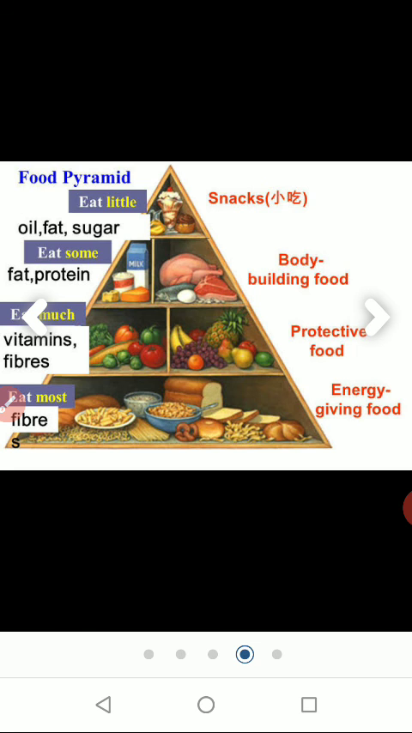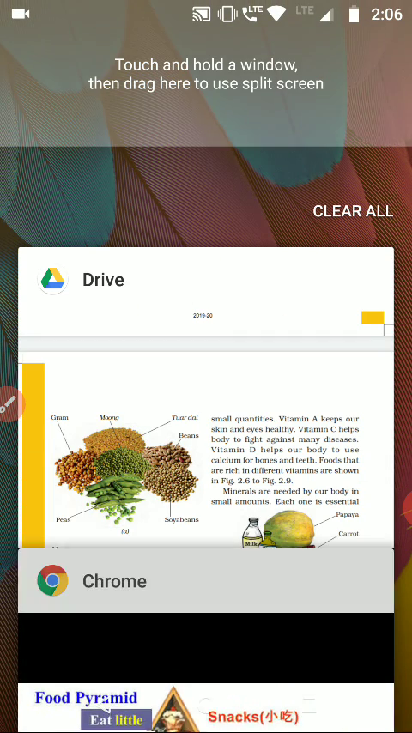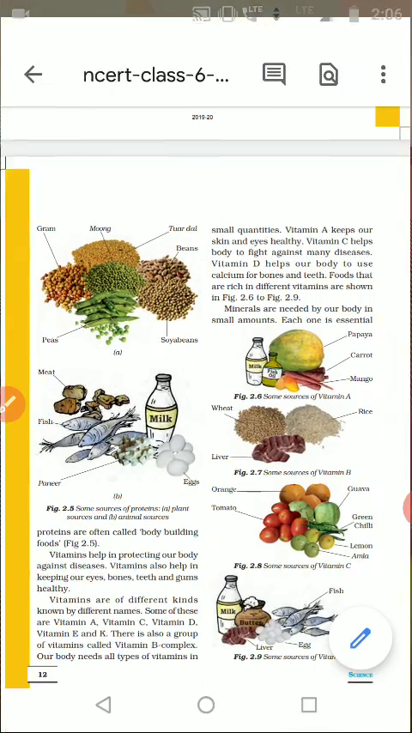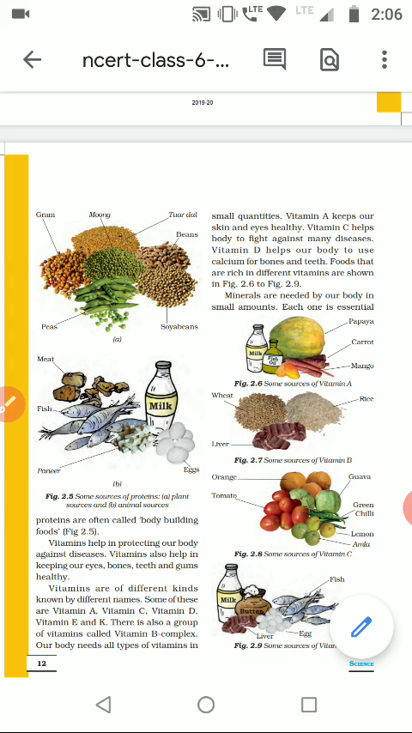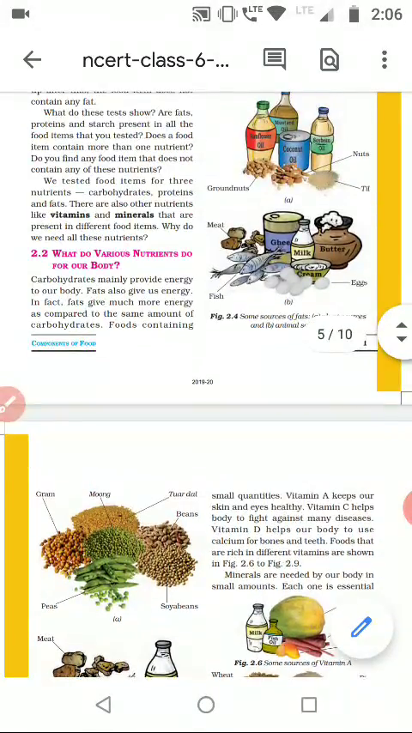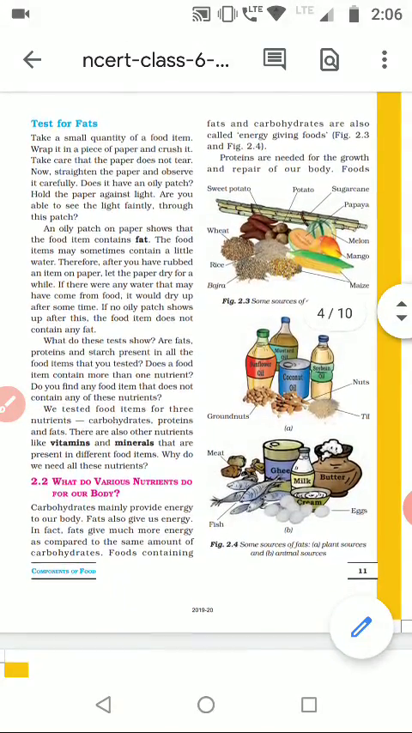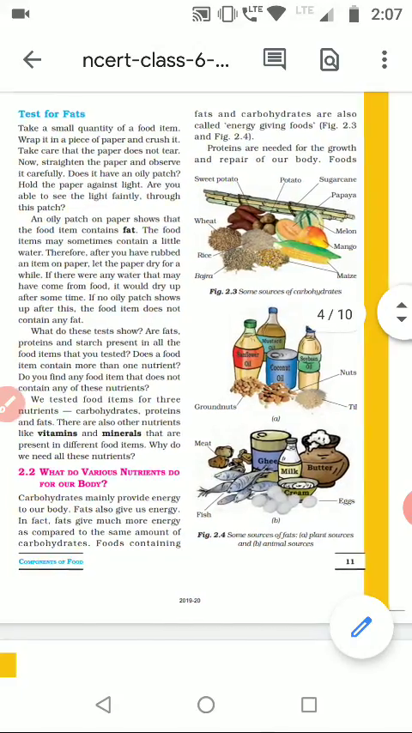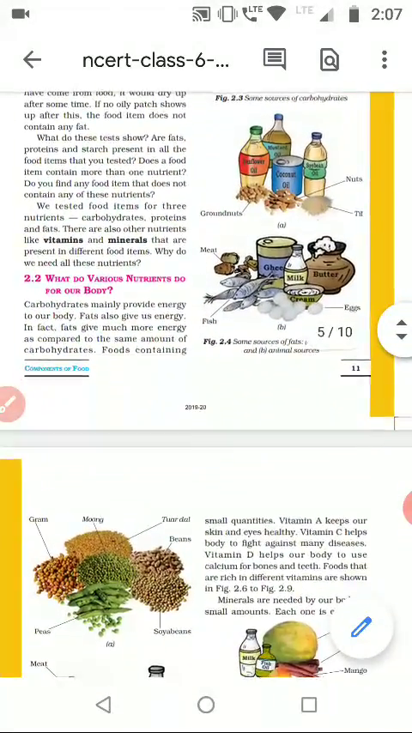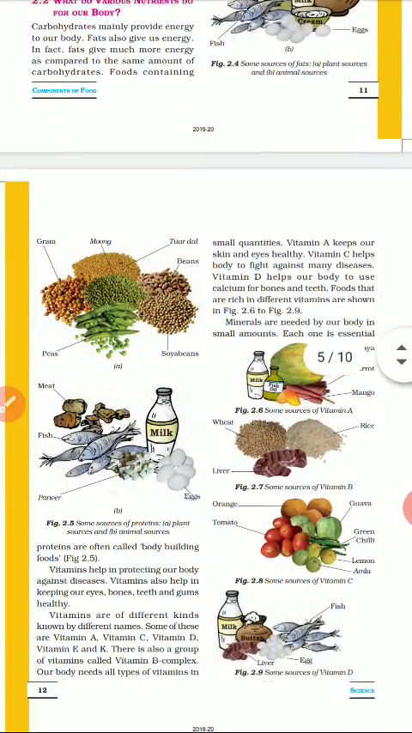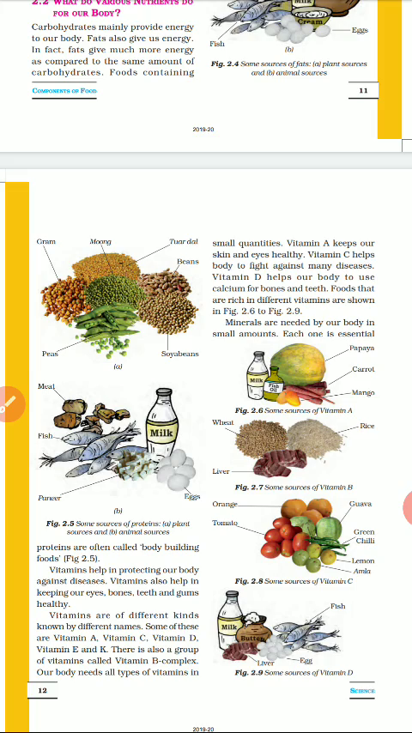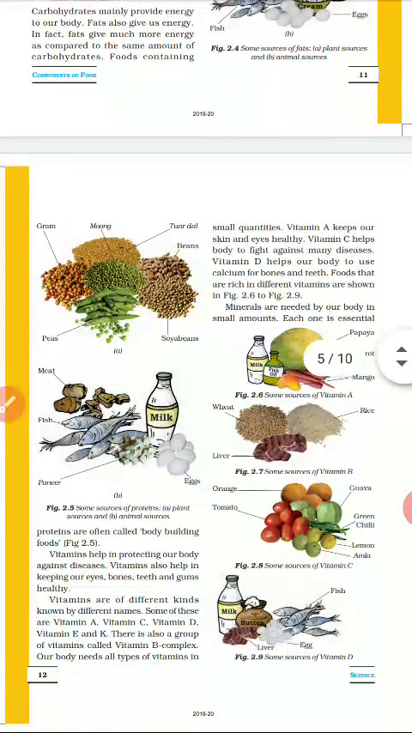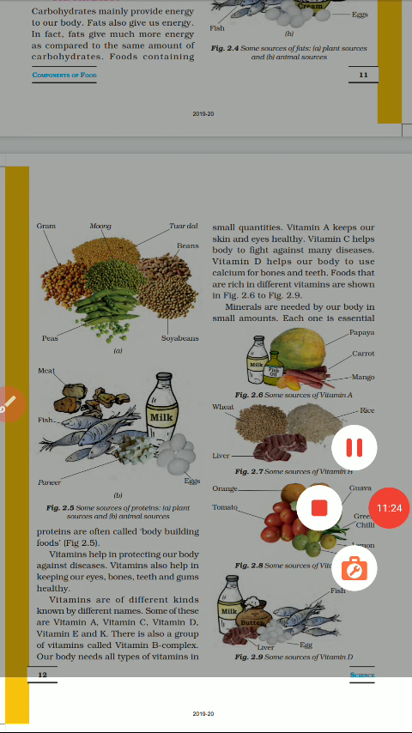This figure I will explain in detail when we go to the balanced diet topic. So in this topic we will cover this much only. Test for the fats, sources of energy giving food, carbohydrates, fats, different types of fats from plants and animals, and bodybuilding food, proteins from plant source and animal source, and sources of different kinds of vitamins A, B, C and D. I hope this topic is clear to you. Thank you for watching.